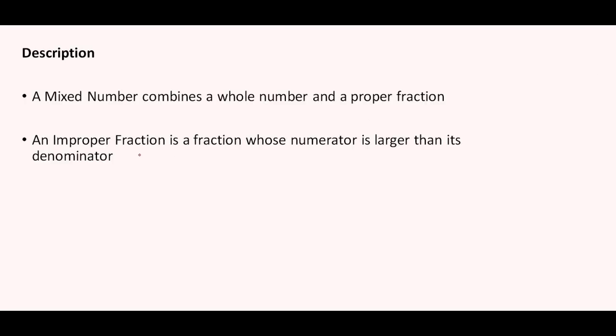A mixed number combines a whole number and a proper fraction. A proper fraction is one in which the numerator is less than the denominator, and an improper fraction is a fraction whose numerator is larger than its denominator.